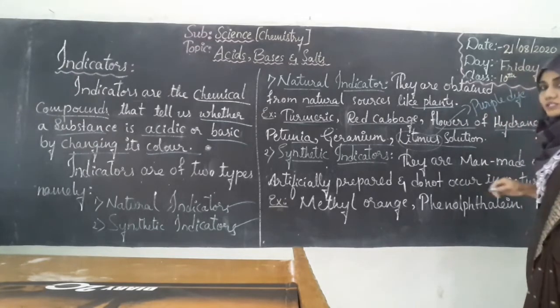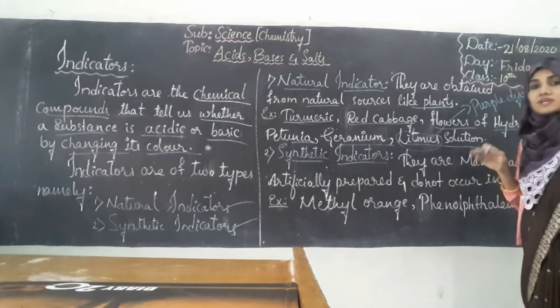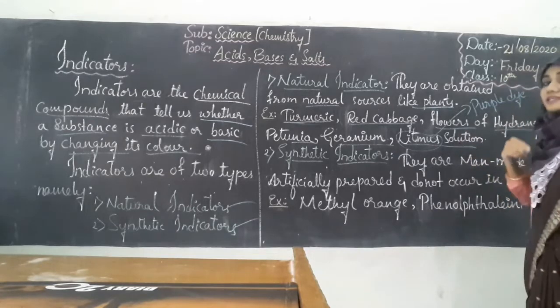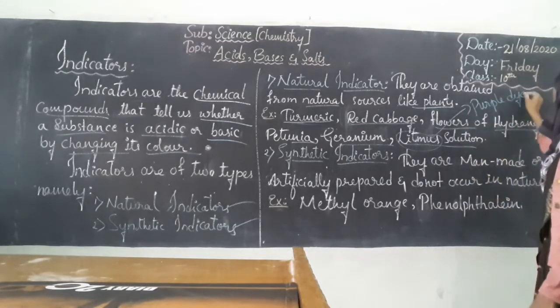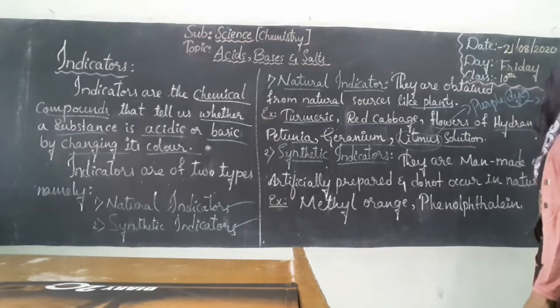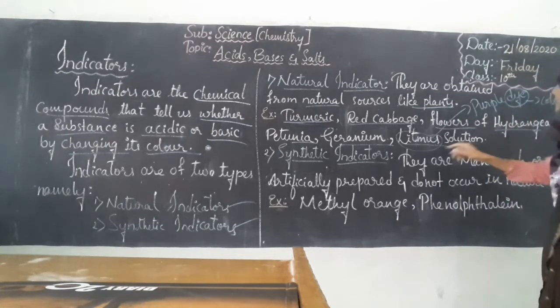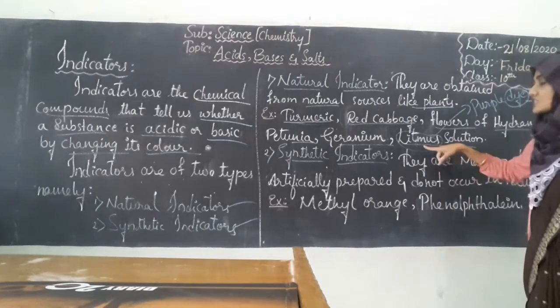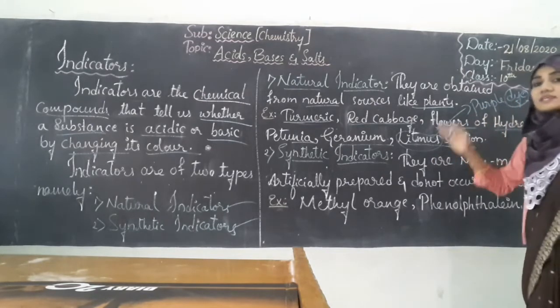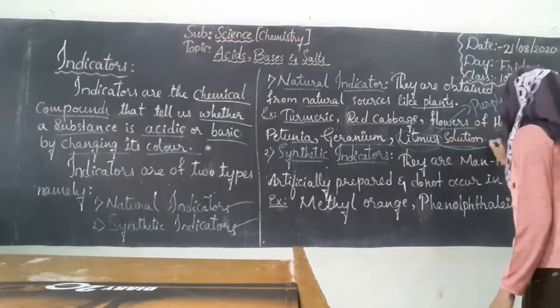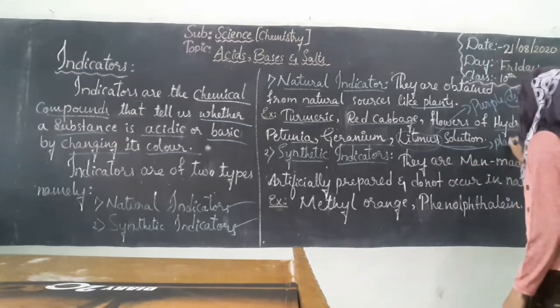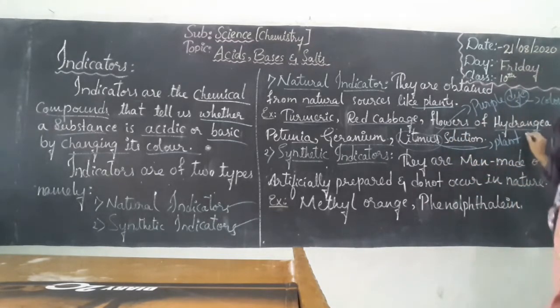Dye means there are two words, D-I-E, die, and D-Y-E, dye. D-I-E die is nothing but death. D-Y-E dye is nothing but the color. So litmus solution is nothing but a purple color which is obtained from a plant called lichen.